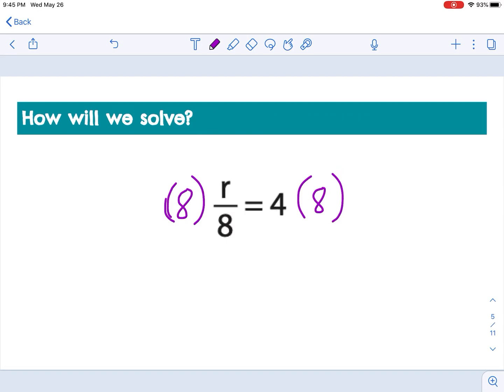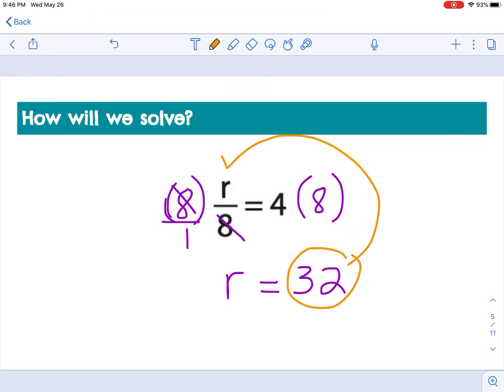What's going to happen here is that this 8 and this 8 are going to cancel out. And that is because we can always put a 1 on the bottom. And that's what we do when we're simplifying fractions. Things that are diagonal from each other can cancel because 8 divided by 8 is just 1. So we're going to be left with an r on this side. And on the other side, we have 4 times 8, which is 32. If I check my answer, which is always a good idea, by plugging the 32 back into the equation, I would have 32 divided by 8, which is 4.